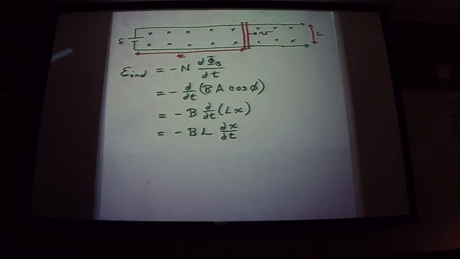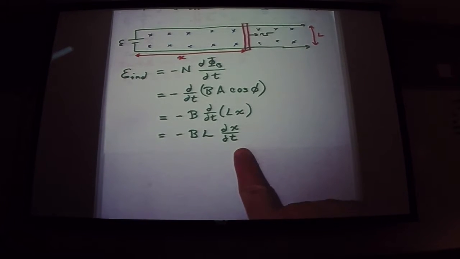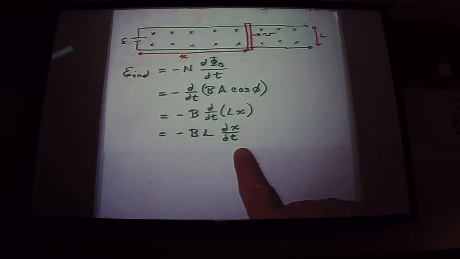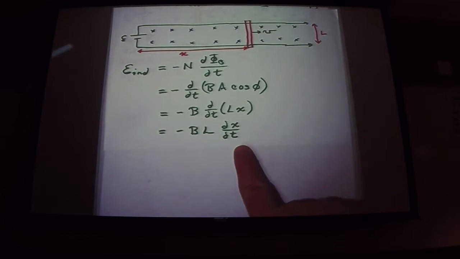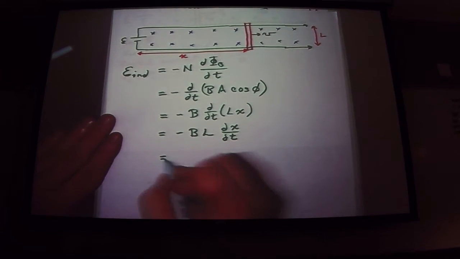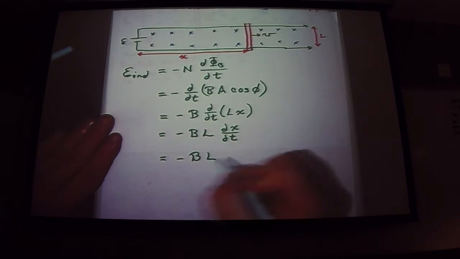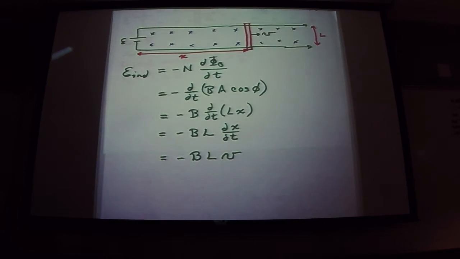And, well, I may not know what x is, but what's this? That's the velocity. So I may not know what the x is. So it's B, L, phi. That's the induced EMF in that rod.